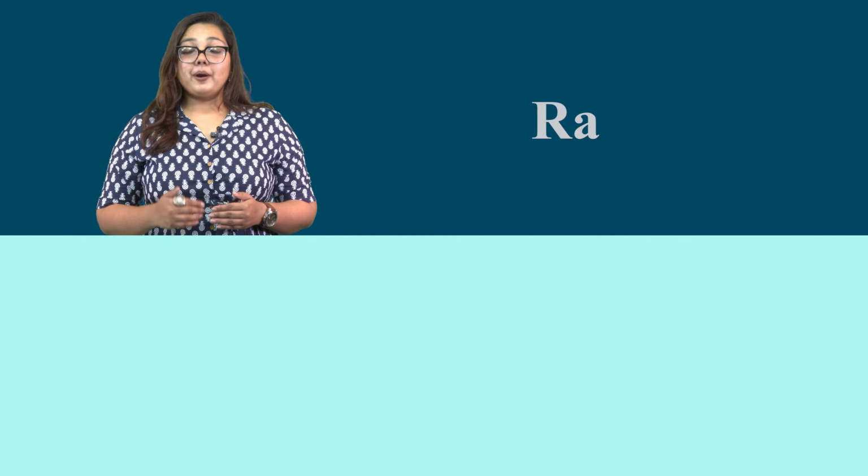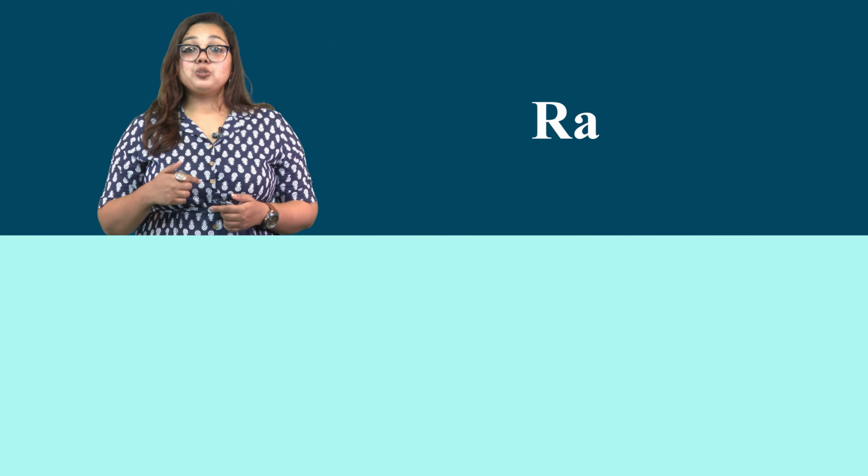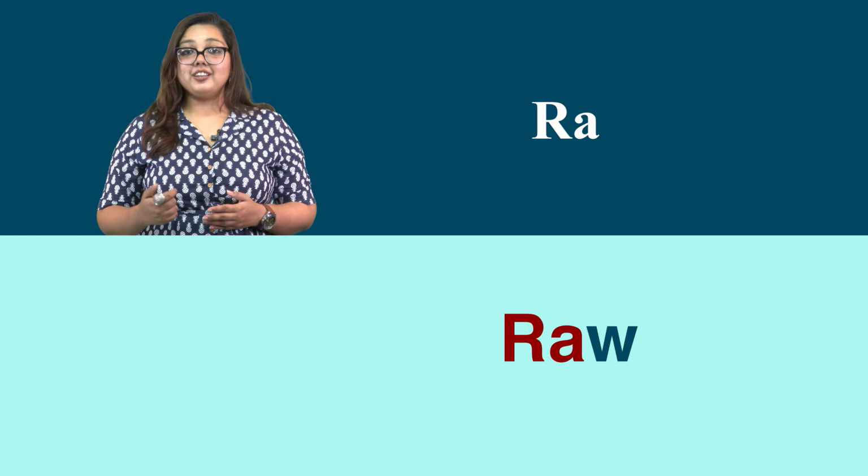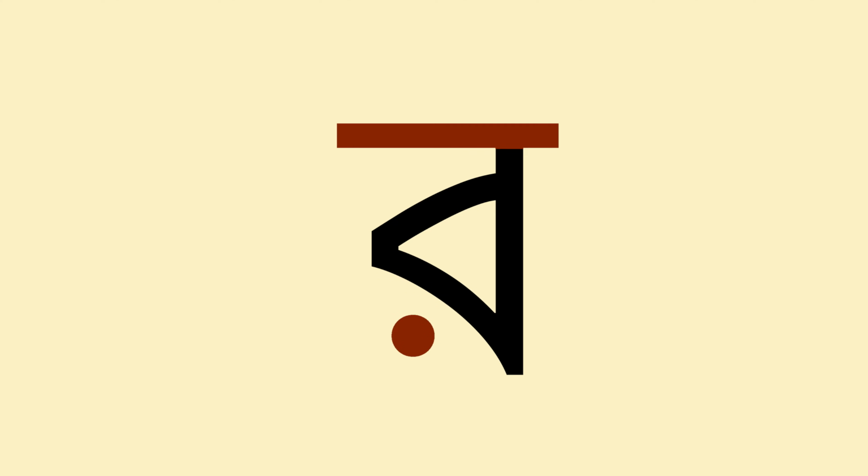The next letter is Boy-shunno R. The pronunciation is similar to the Ra in English. There is a horizontal bar which is called matra above the letter, and a dot is also present below the main body of the alphabet.